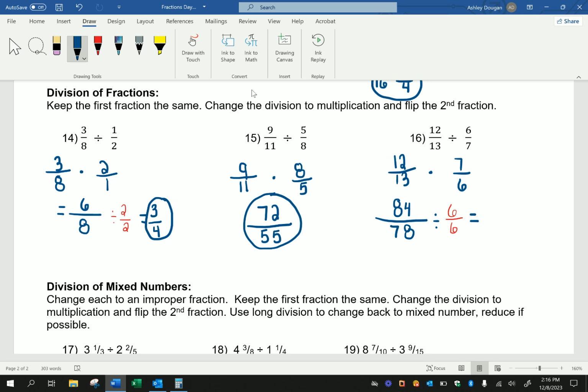84 divided by 6 is 14. 78 divided by 6 is 13. And that would be simplest form. There's no other factors in common. And it would be 14 over 13.